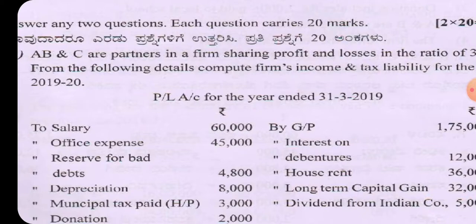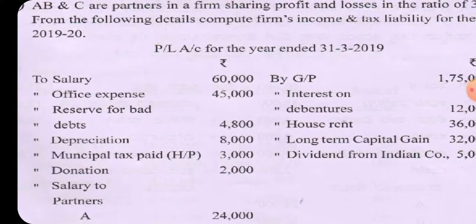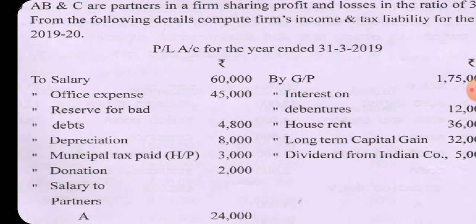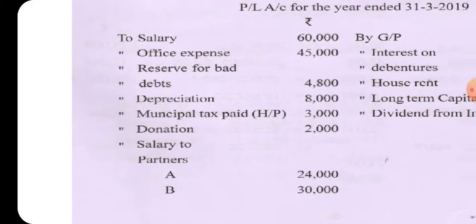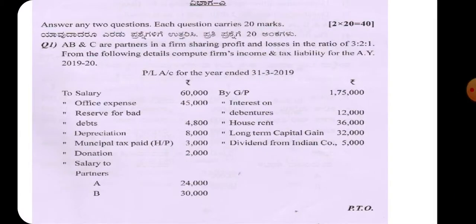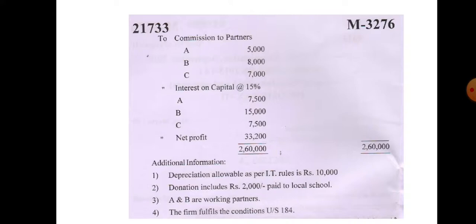Before finding the firm's income, you have to find the book profit here. To find the book profit, they have given the profit and loss account. All the debit side, you know, shows all expenses and losses. On the credit side, they have taken all the incomes and gains, and net profit is given. The net profit is 33,200, and some additional information is also given. With the help of this, first we'll try to find the book profit.